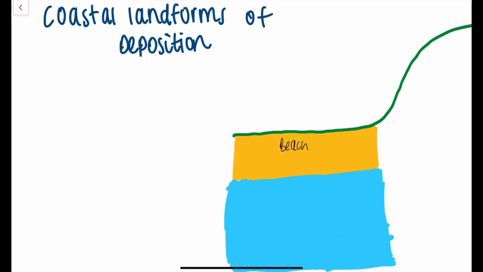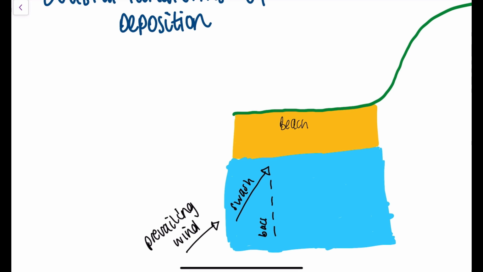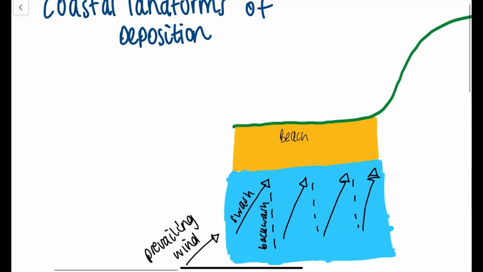This video is all about your paper 1 question 3 topic of coastal landforms of deposition. Now we obviously know material is transported through longshore drift. The direction of the prevailing wind influences the direction of the swash, and the backwash is always at a 90-degree angle, and this process repeats in that zigzag motion that we know to be longshore drift.